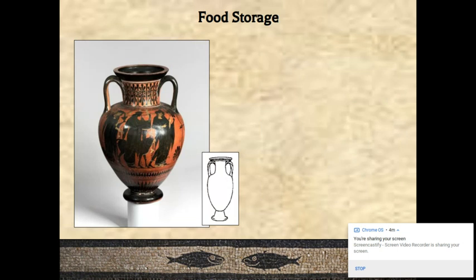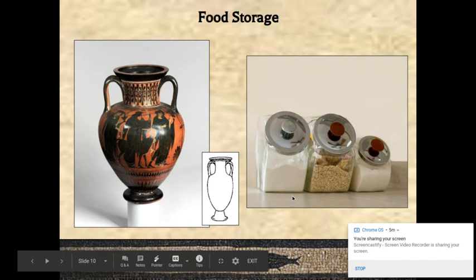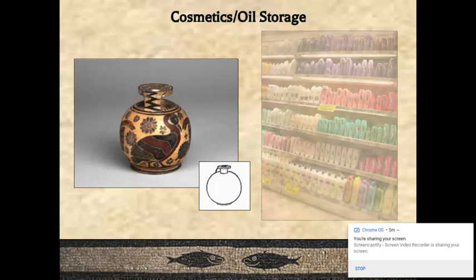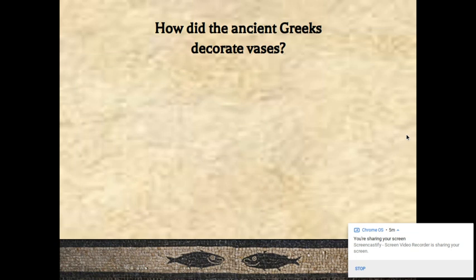This would be for food storage. Think of the ways that we store food either in our refrigerators or in our pantries. We store flour, we store cereal, we store sugar. This would be the sort of vase that they would use for food storage. And then this would be for cosmetics or oil storage, things like lotions and creams, in the same way that we would store these things in plastic containers.